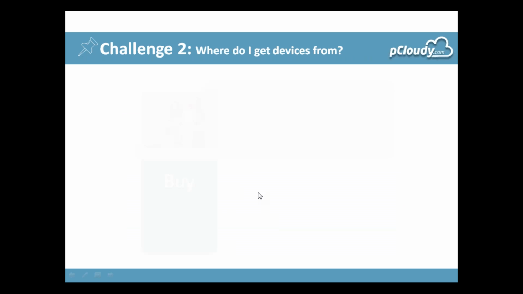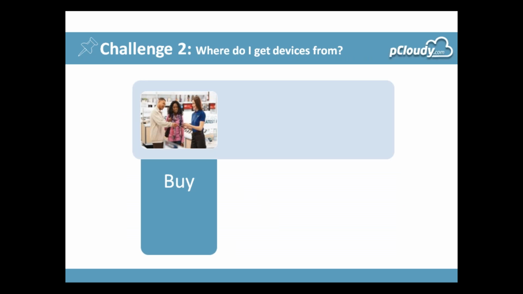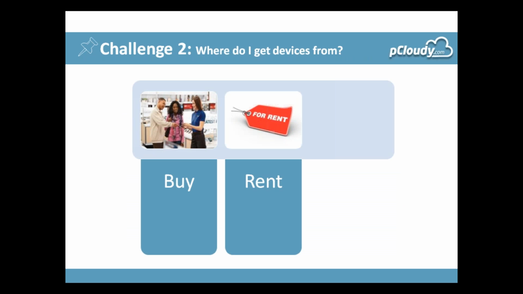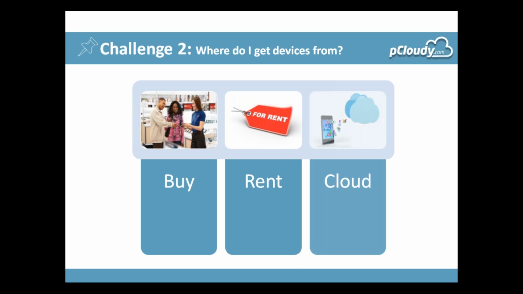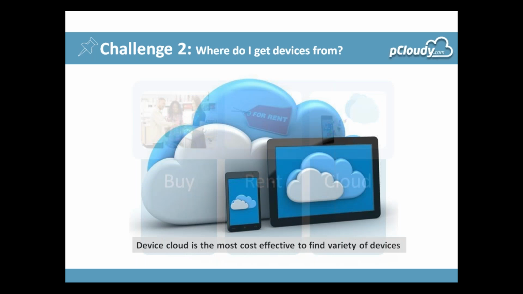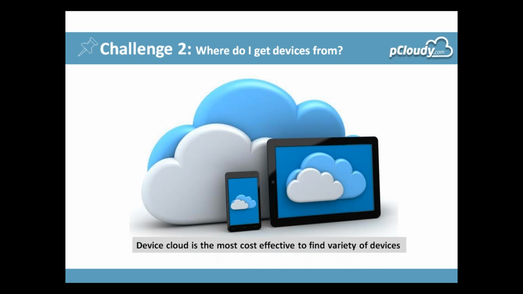There are three ways in which you can find devices. Either you can buy all those devices, you can find them on rent, or you can use a cloud solution. I'm not going to deliberate much on this, but it's a no-brainer. Device cloud is one of the most cost-effective ways to find a variety of devices, and there are several studies and research reports on that. You can take a look at those reports on the internet.